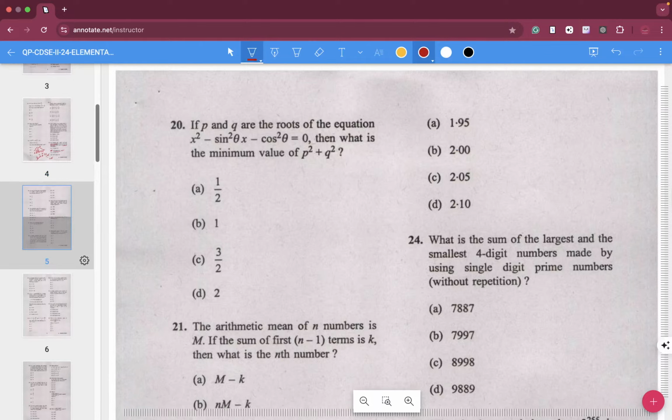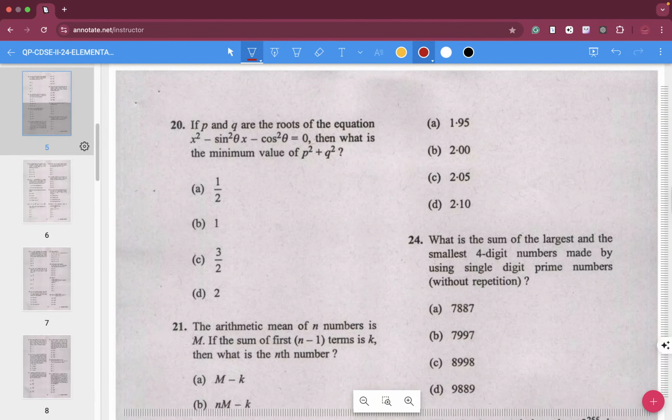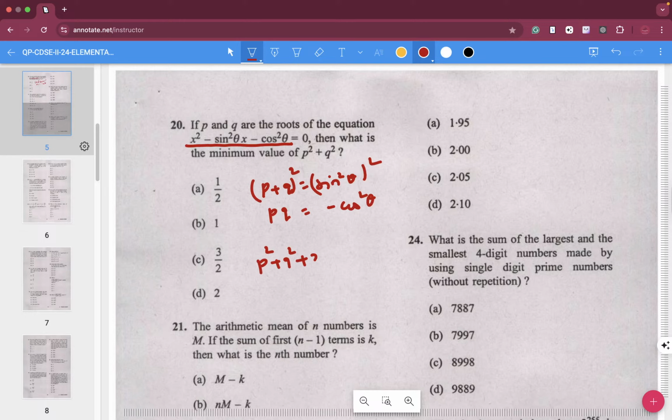Alright, so with this we reach the last question that we are supposed to do today, folks. If P and Q are the roots of the equation they have given, then we have the sum of the roots, P plus Q, equal to sin square theta, which is minus B by A. P into Q is C by A, which is minus cos square theta. Now if we square both sides, we are left with P square plus Q square plus 2PQ equal to sin raised to the power 4 theta.